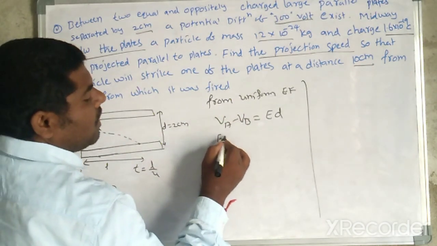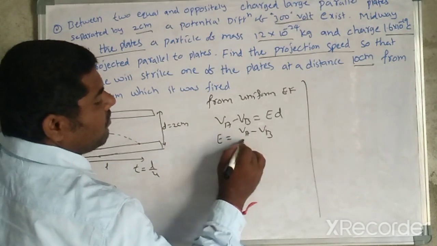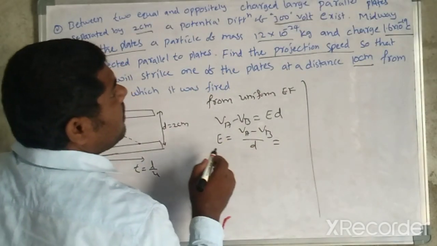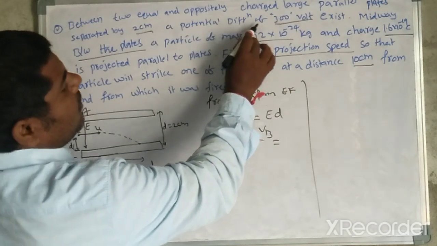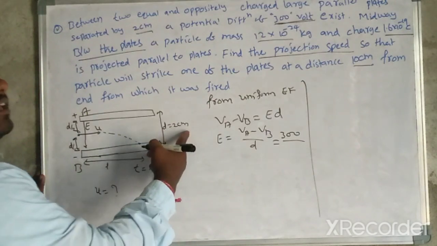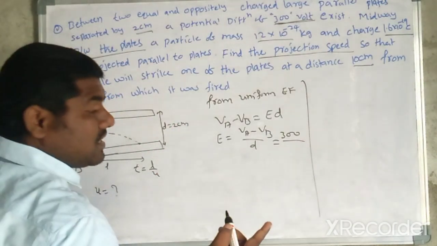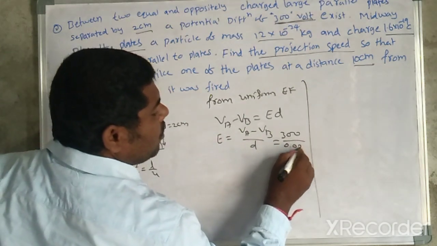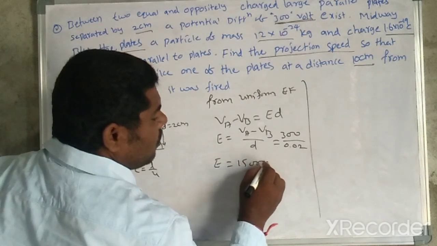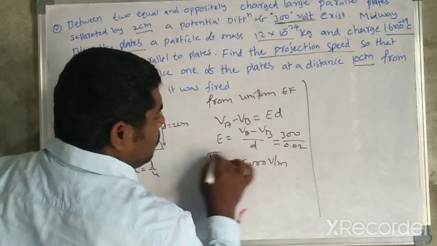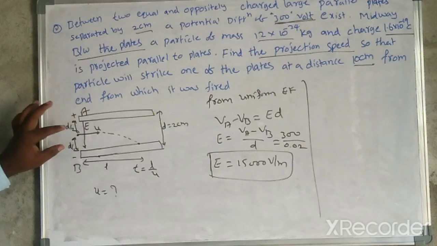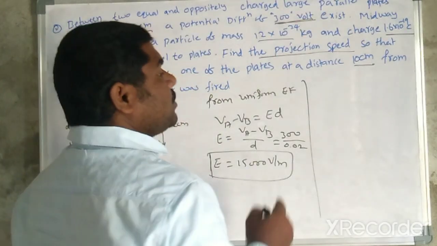So from this, electric field is equal to VA minus VB divided by d. d is 2 centimeter, and VA minus VB is the given potential difference of 300 volt. So 300 divided by d, converting 2 centimeter to SI units, 0.02. The electric field is equal to 15,000 volt per meter. Now we have a uniform electric field of 15,000 volt per meter in the vertical direction.